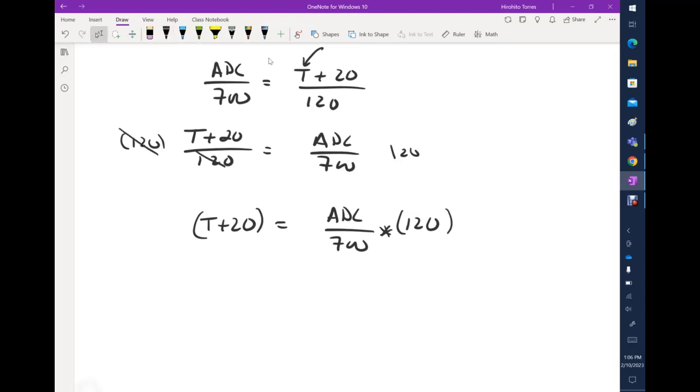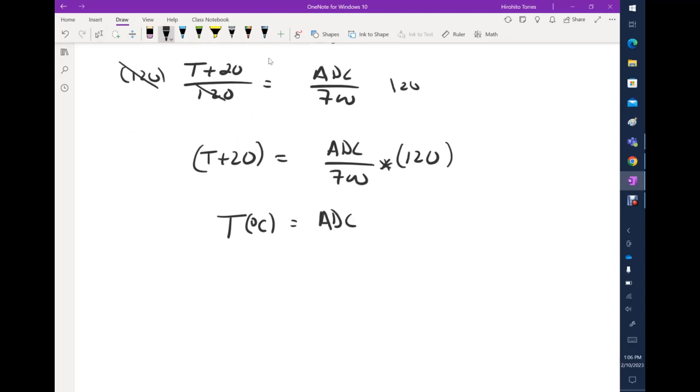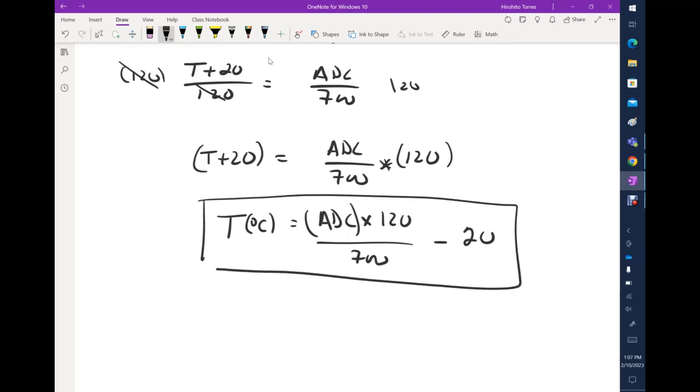So this cancels with this one, and eventually you get that. Basically, T, temperature in degrees C, equals ADC multiplied by 120, the whole thing divided by 700, and then we subtract 20. You see, now we recover back the unit based on our value of ADC, whatever value of ADC you are reading.